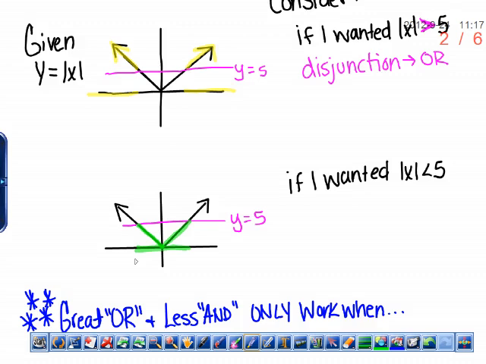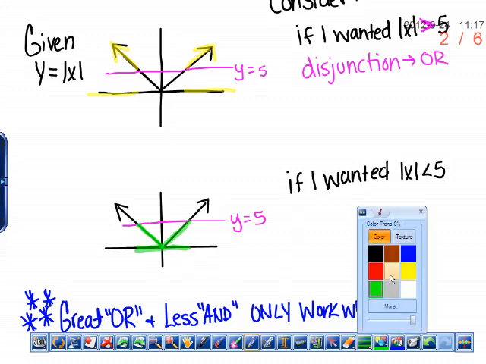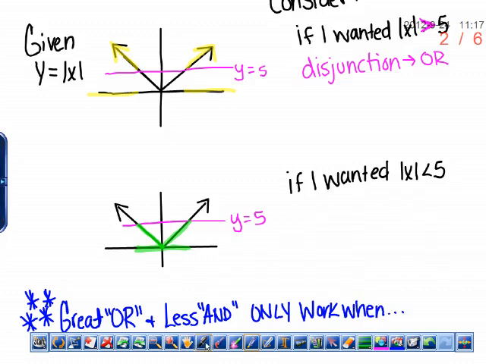So, does this piece of my x-axis, does that shaded region of my number line represent an and or an or, a disjunction or a conjunction? A conjunction, which represents what? And. So anytime your absolute value is less than a number, you're going to have and. Okay?